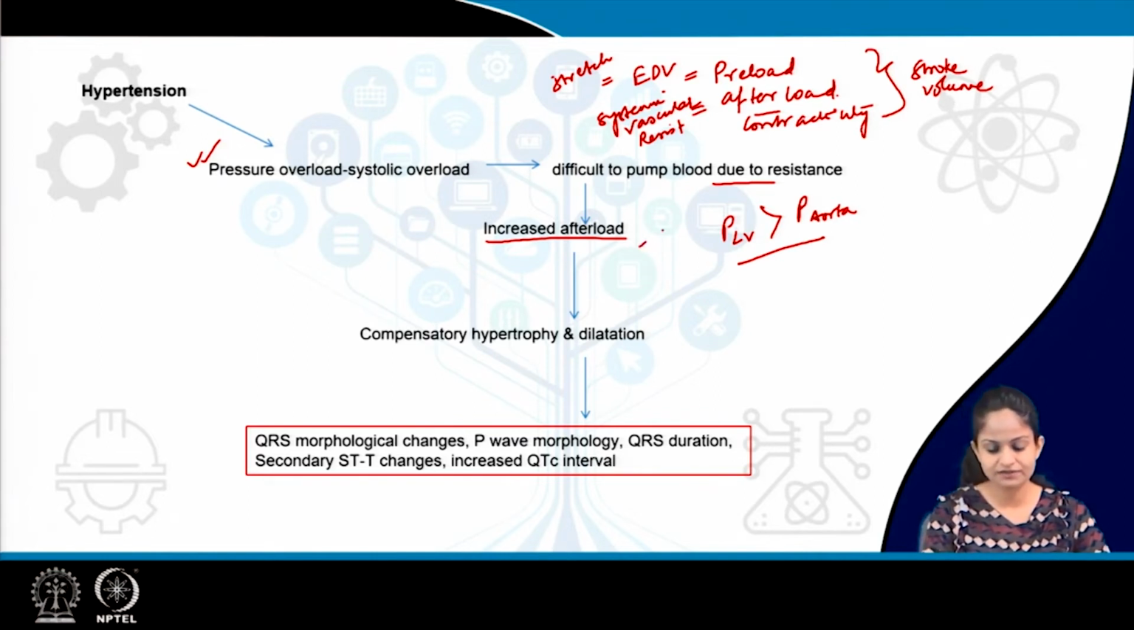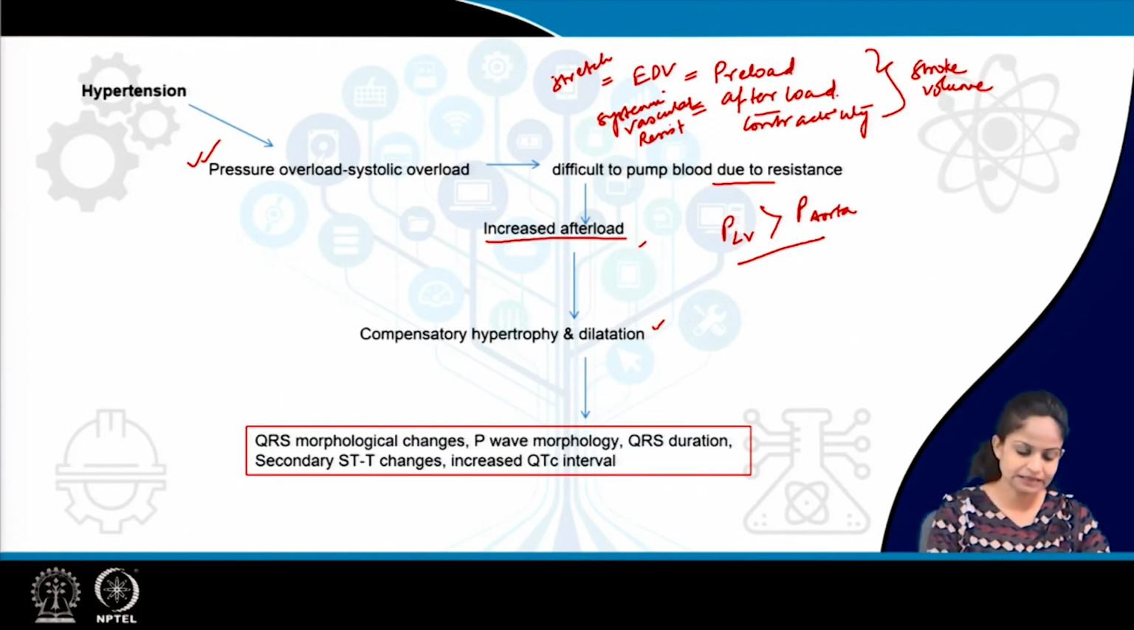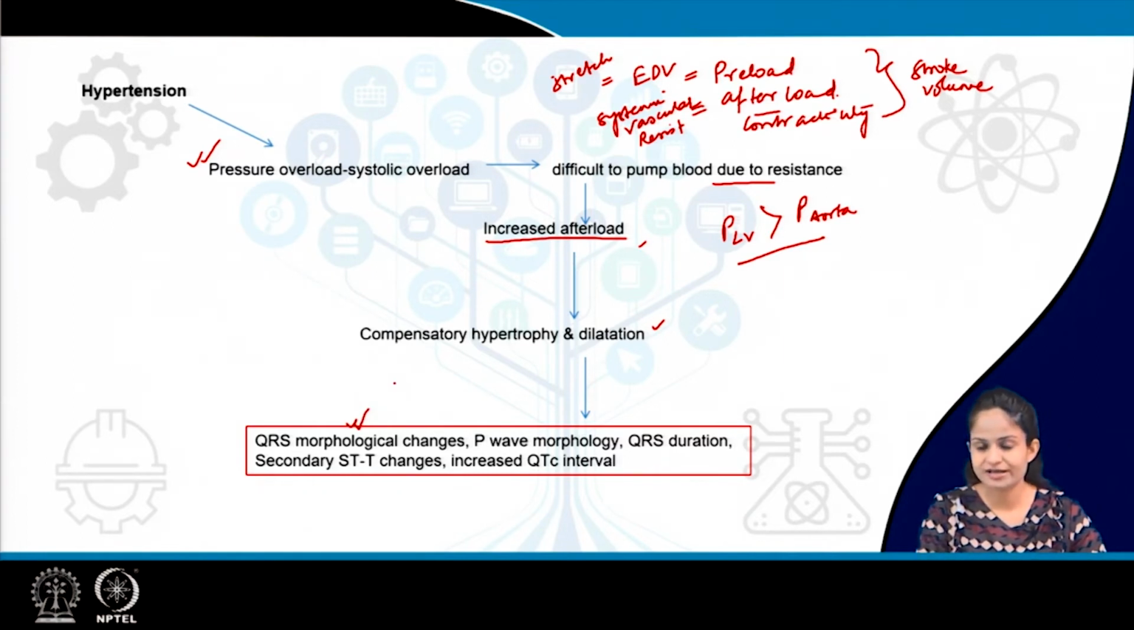So, this increased afterload causes compensatory hypertrophy of the ventricles and dilatation of the heart. Because of this compensatory hypertrophy, there is an increase in the muscle mass. Whether it is the left ventricle or right ventricle, the ventricular muscle mass will give a strong vector that will denote the QRS complexes, mainly the R wave. So, there will be morphological changes in the QRS complexes. Second, because of the strong vector which is generated because of the increased muscle mass, there can be axis deviation.